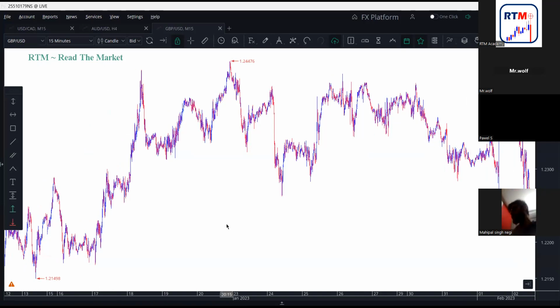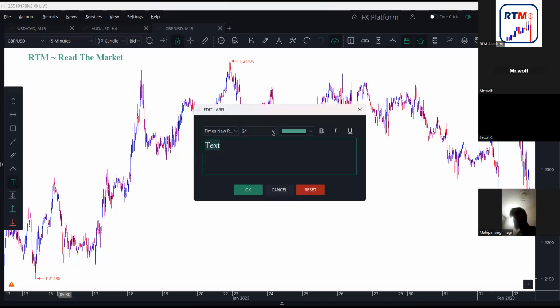In this method of technical analysis, we usually use the viewpoint of the banks and big institutions. And we believe that the price is always looking for liquidity. But in this method of trading, RTM, we have two major types of analysis. Let me write it down here.